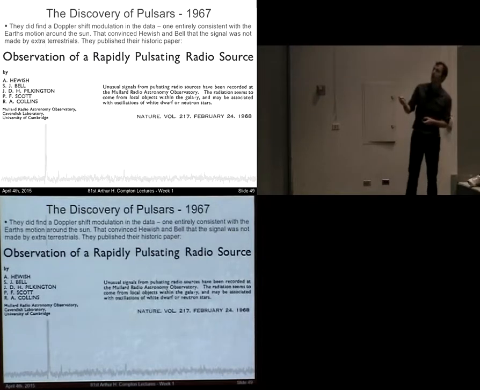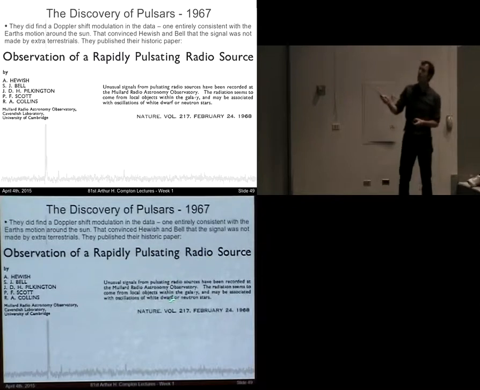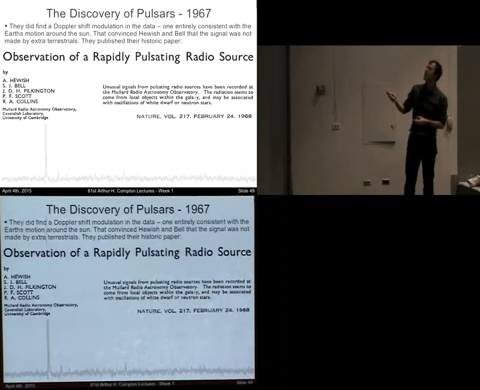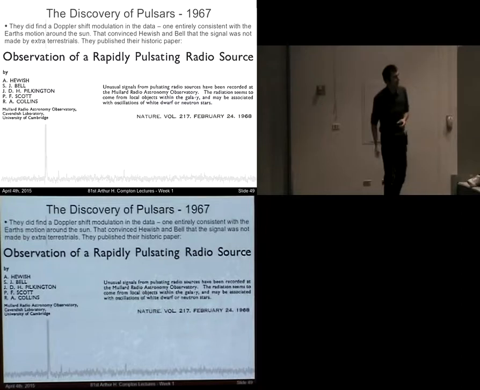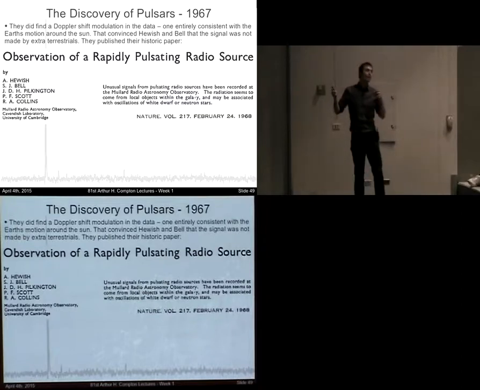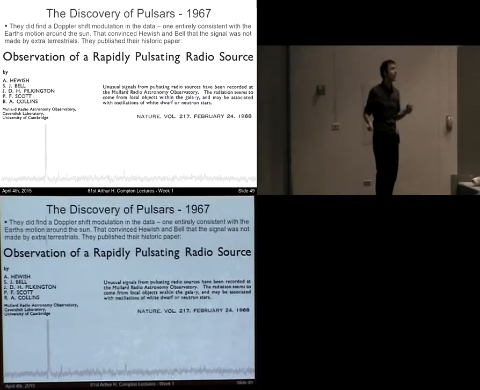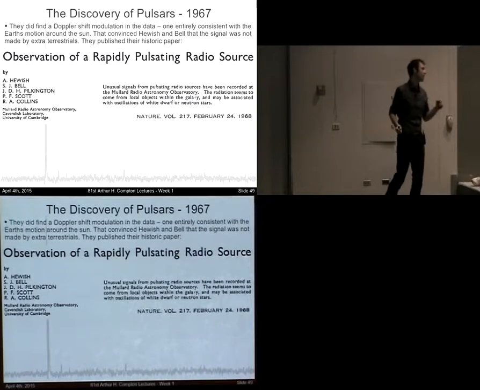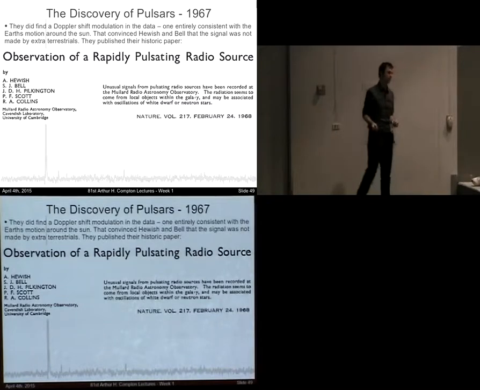their historic paper, Observation of a Rapidly Pulsating Radio Source. The abstract of this paper writes, "Unusual signals from pulsating radio source have been recorded at the Mullard Radio Observatory. The radiator seems to be coming from local objects within the galaxy and may be associated with oscillations of a white dwarf or a neutron star." So here they were postulating the idea that we're dealing with oscillations, vibrations, not rotation.